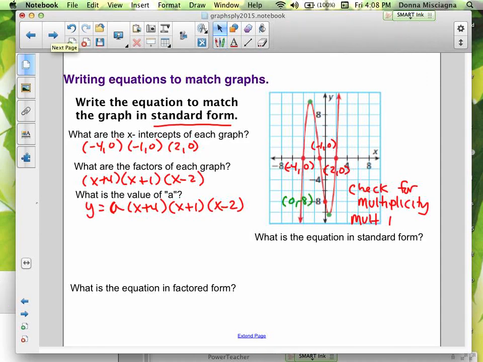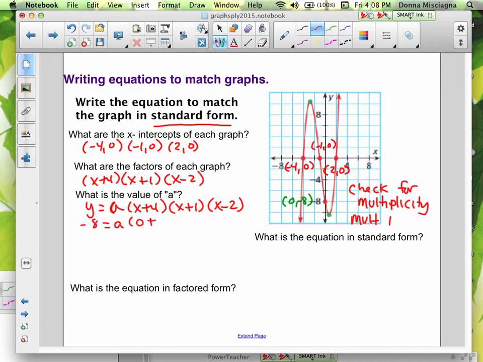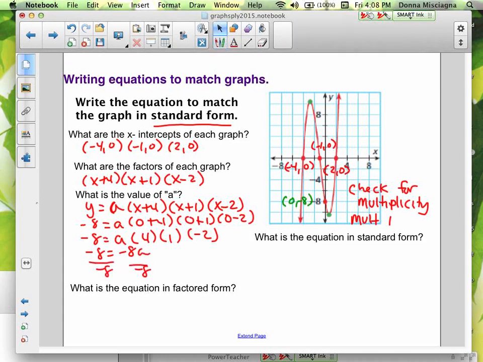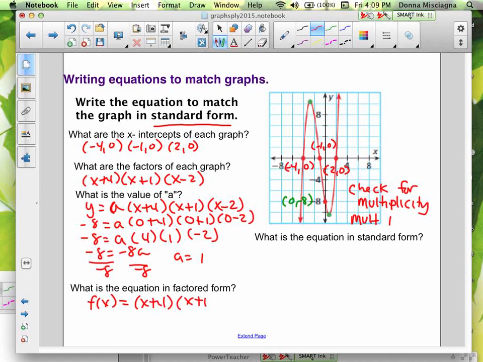All right, so we have -8 equals a times 0 plus 4 times 0 plus 1 times 0 minus 2. So that's -8 equals a times 4 times 1 times -2. So 4 times 1 is 4, times -2 is -8. -8 equals -8a. We divide both sides by -8, and a is 1. All right, so now we're going to write the equation in factored form. We don't need to include the a. F of x, because it's 1, equals x plus 4 times x plus 1 times x minus 2.